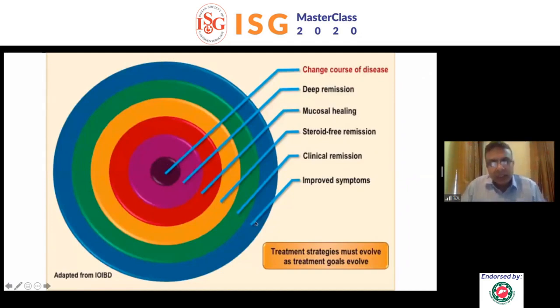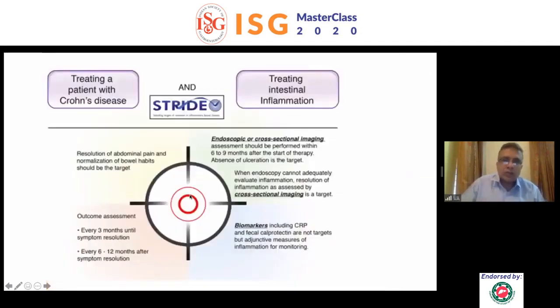So when you say treat the target, which target are you going to treat? Obviously right now the target which you're treating is more of mucosal healing, although some clinical trials have started treating the target of mucosal plus histological healing. And that is where we have the STRIDE consensus, which is selecting therapeutic targets in inflammatory bowel disease. If you're going to treat a patient with Crohn's disease, you're going to treat intestinal inflammation. So you're going to look at resolution of abdominal pain. You're going to do outcome assessment every 3 months, or every 6 to 12 months after symptom resolution.